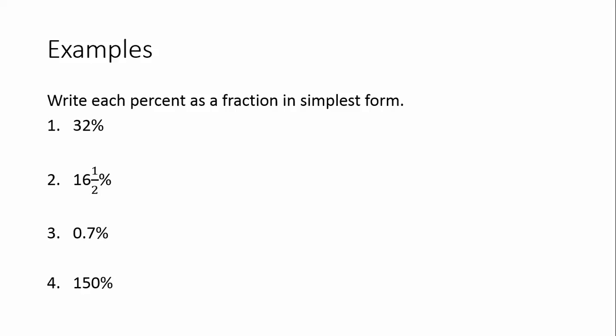So first, in section 7.1 we covered how to write percents as fractions, and what you need to remember in this case is that you want to put it over 100. What I mean by that is you're going to write 32 over 100, because remember that percent is a number out of 100. So if it's 32%, that means it'd be 32 out of 100. But we always have to make sure that our fraction is reduced or in simplest form.